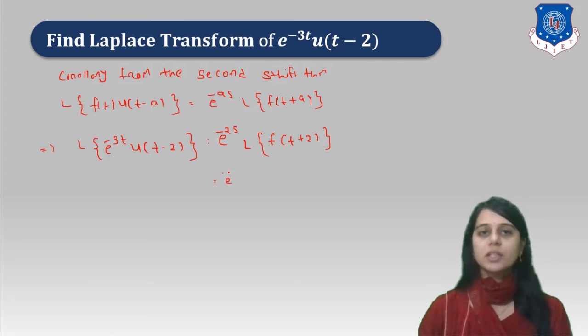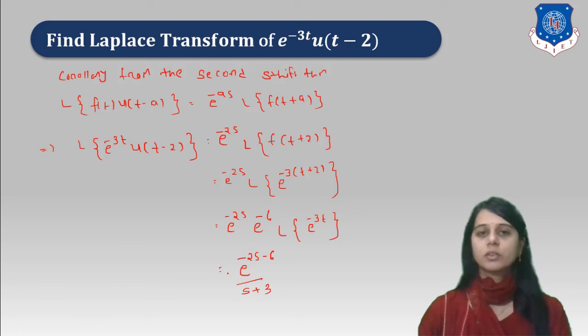But in that case, what is our function? The function is e raised to minus 3t. So it is t plus 2. E raised to minus 2s, and e raised to minus 6 is common because it is a constant, Laplace of e raised to minus 3t. So the answer is e raised to minus 2s minus 6 upon s plus 3, because the Laplace of this function is 1 upon s plus 3.